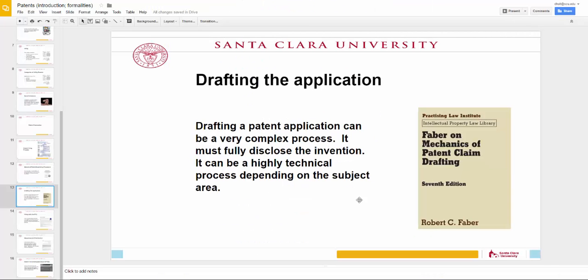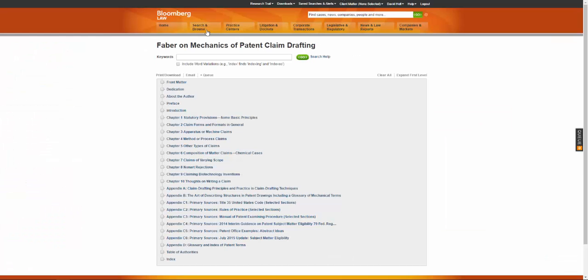Drafting the patent application can be a very complicated process. The applicant must fully disclose the invention. This can be highly technical depending on what the subject matter is. I have a photo here of Faber on Mechanics of Patent Claim Drafting, which is published by the Practising Law Institute. I recommend taking a look at these materials. They are available on Bloomberg.